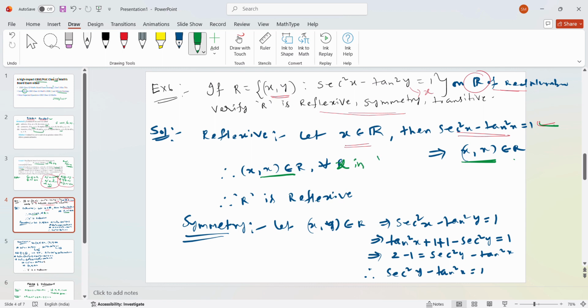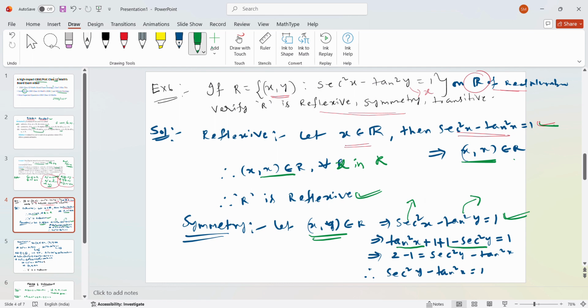So R, what do you call here? Reflexive, I can tell. The same way, if (x, y) belongs to R, what is the condition I'm going to write here? Secant square x minus tan square y equals 1, I can write. Now secant square x can be written as tan square x plus 1. The same way tan square y can be written as secant square y minus 1.